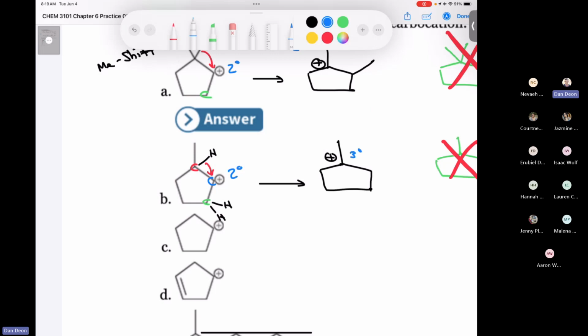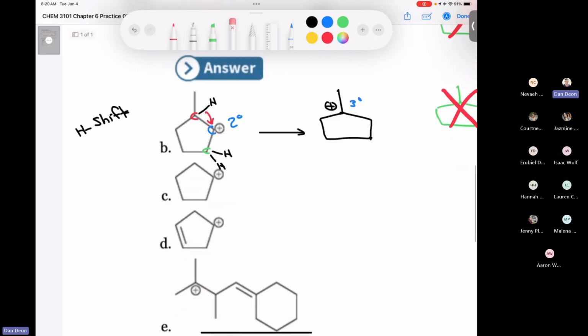If you were to move the methyl group, and I'll just scribble it down here and erase it right after, it wouldn't do anything. You end up with the exact same cation. It doesn't change anything whatsoever. And so, yes, that rearrangement is going to happen, but this one is not a methyl shift, it's a hydride shift. I'll just put H shift here.